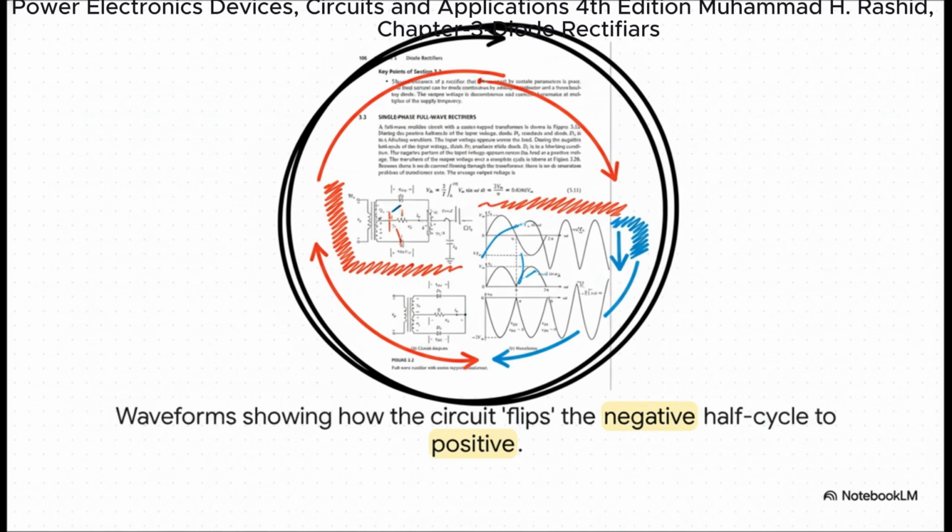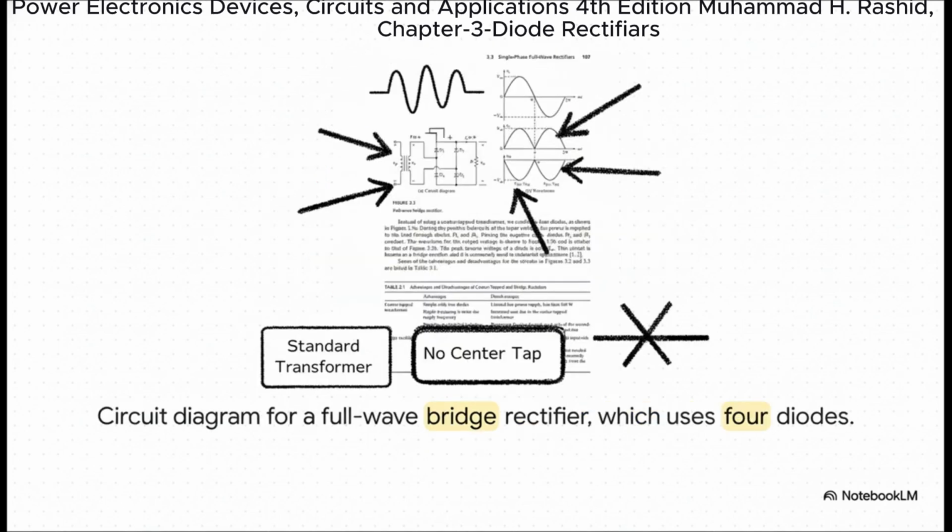So what the circuit is actually doing is flipping that negative part of the wave up, turning it into another positive pulse. We're not throwing anything away. We're using the whole wave now. It's great. Okay, our second major design is the full-wave bridge rectifier.